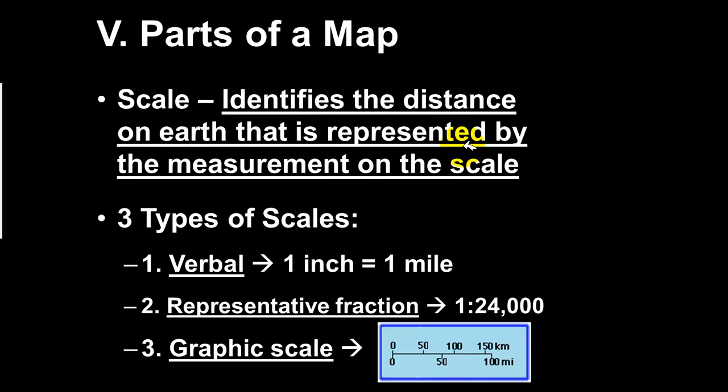That brings us down to the map scale. Now, the thing about the map scale is that it identifies the distance that is represented by the map. So we'll go over the three different types of map scales, and we'll have an activity on this. Should be at the end of your notes guide. In here, also, we'll practice a little bit of this in class.